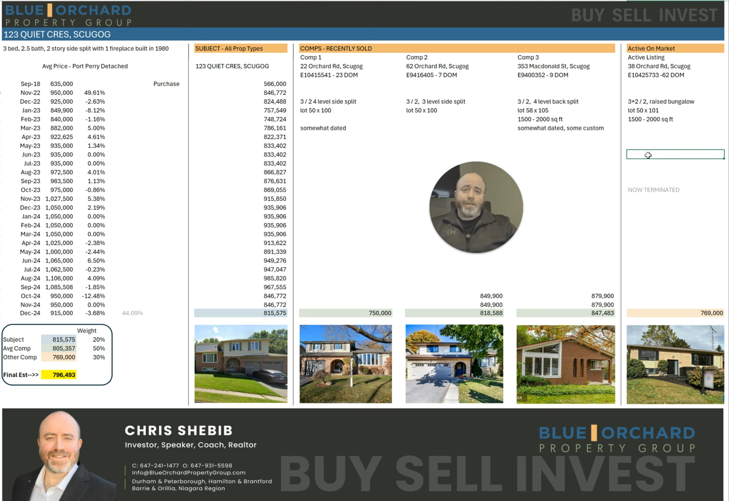There's not a ton of volume of transactions that happen here. So this was active on the market. It was subsequently terminated, and it was on the market for $769 now. And that was in December of 2024.